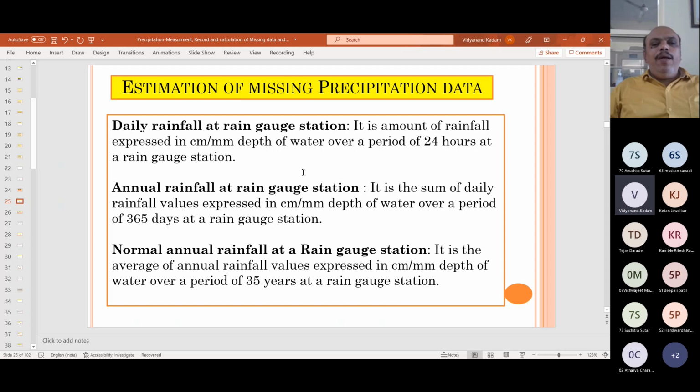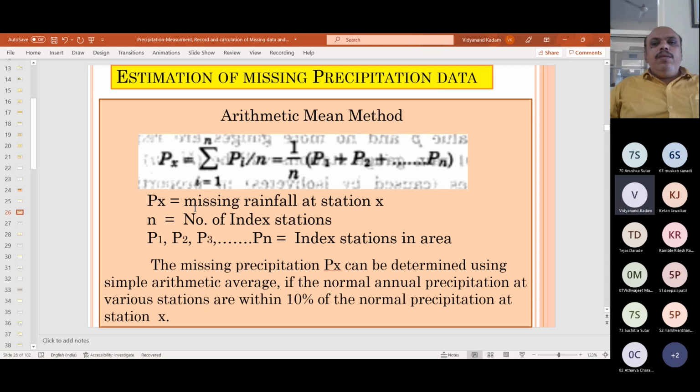First is daily rainfall at a rain gauge station, second is annual rainfall at a rain gauge station, and third is normal annual rainfall at a rain gauge station. Normal annual rainfall is the average of annual rainfall values for a period of 35 years for a rain gauge station. Then you know what the arithmetic mean method is. With the help of this method, we can find out the missing precipitation data.